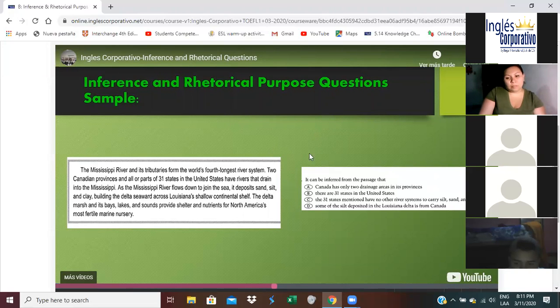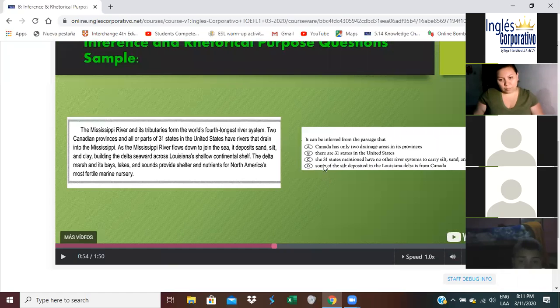Excellent. Good pronunciation, Rodrigo. So the first one says, it could be inferred from the passage that: A, Canada has only two drainage areas in its provinces. B, there are 31 states in the United States. C, the 31 states mentioned have no other river systems to carry silt, sand, and clay. D, some of the silt deposited in the Louisiana Delta is from Canada. Which one do you think is the correct answer? A, B, C, or D?